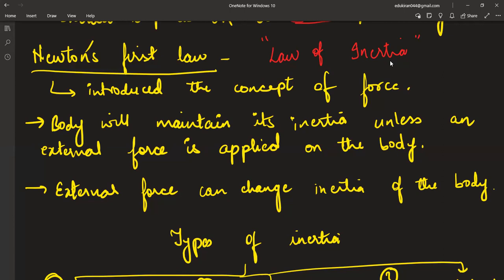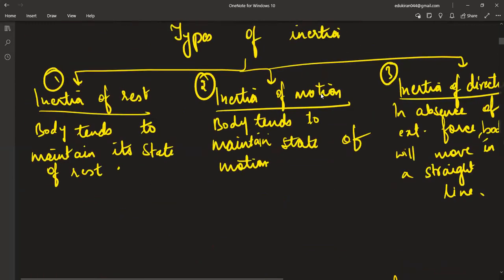Just see the types of inertia. Understand the types of inertia. See, first is inertia of rest. For example, this, which I was telling you. Ball is kept on ground. This is ball. This is ground. All the forces are balanced. Normal reaction, gravitation force, all the forces are balanced. It's not moving. It's still. So it will keep on remaining like this. It won't move. It will be just like this.